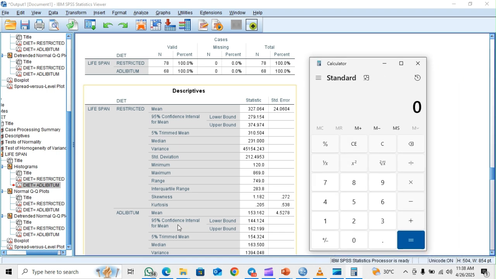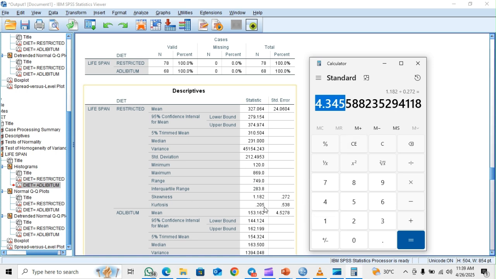So my skewness here, I'm going to say 1.182 divided by 0.272. As you can see, this value here, 4 point something, is not in the range of what we expect, which is 1.96. This value now, 4.3, is not in the range of -1.96 and +1.96. So what it means is that the Z value of your skewness is out of the range. And it's also confirming the fact that this distribution is not normally distributed.